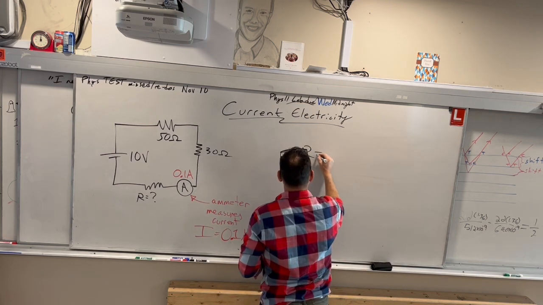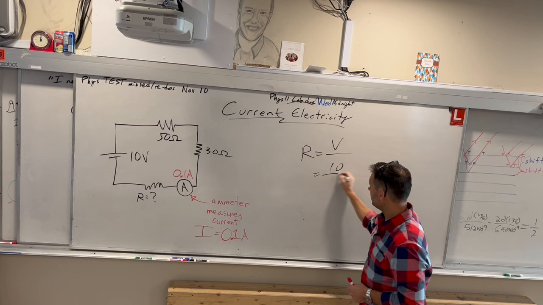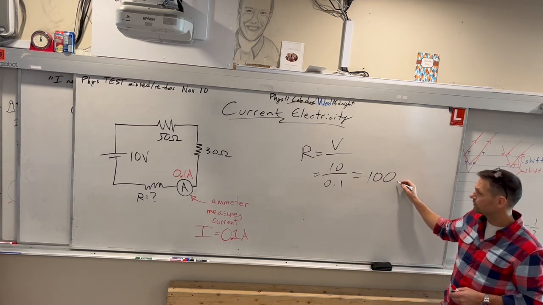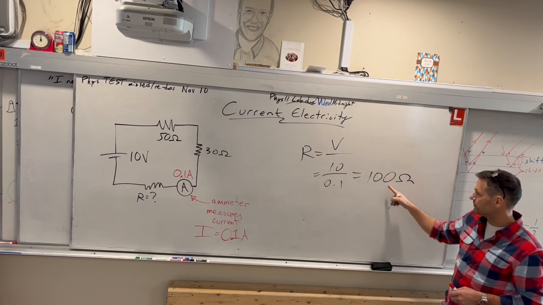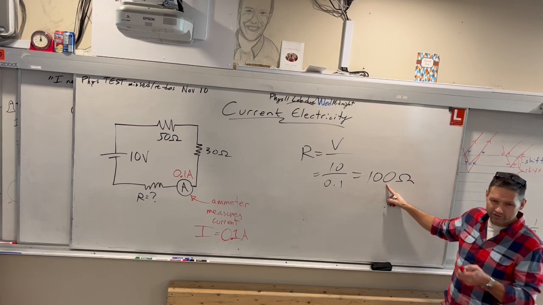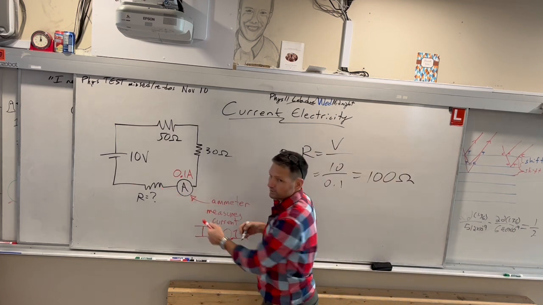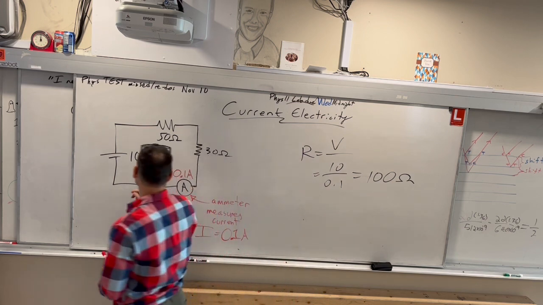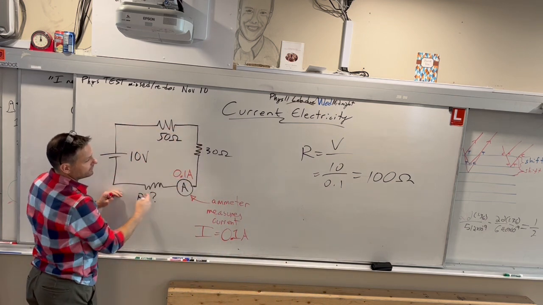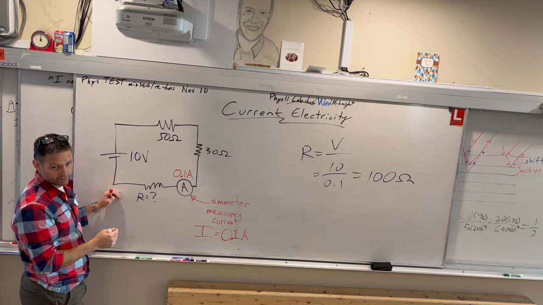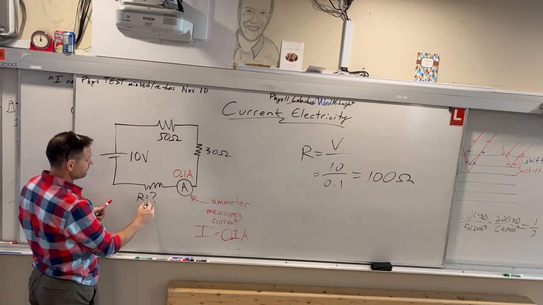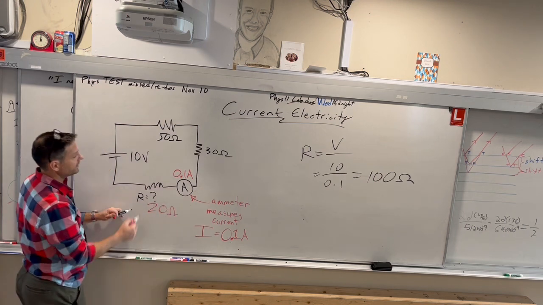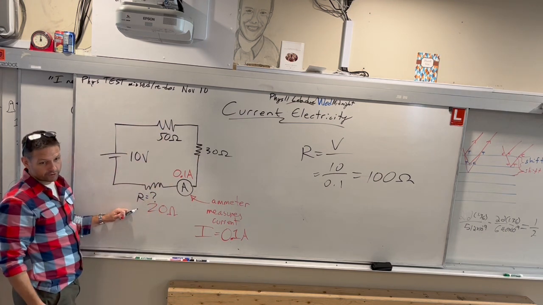10 divided by 0.1 is equal to 100, right? That's 100 ohms, my resistance. But that's not for just this one resistor, right? It's for the whole thing. And so we have to have a total of 100 ohms in the whole circuit. So there's 20 ohms down there. Yeah, so this one has to be 20, so that I have a total of 100 ohms.